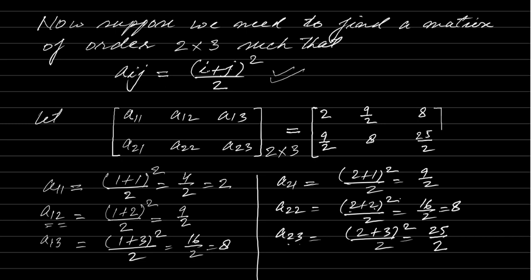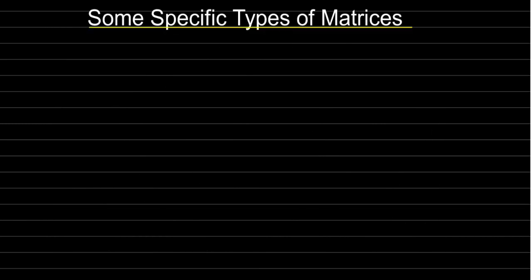That's it. Now we will discuss some specific types of matrices. As you know, matrices is the plural of matrix. So let's talk about some specific types of matrices. Number 1, a row matrix.